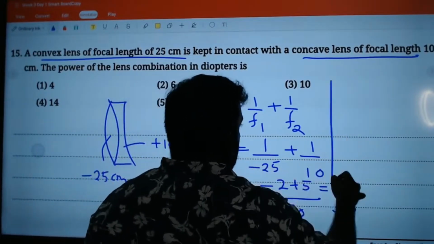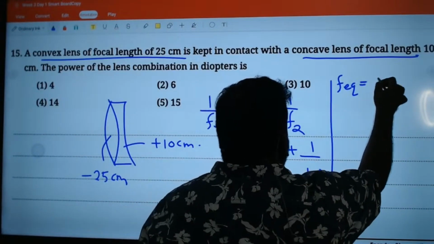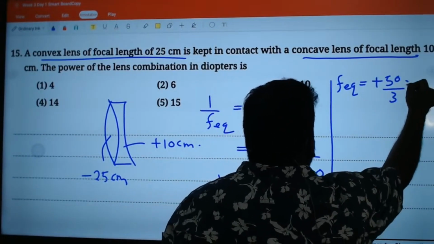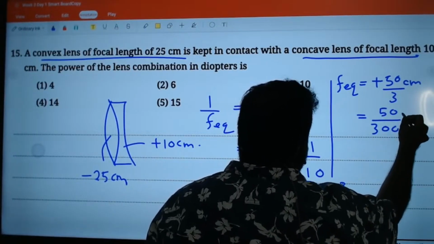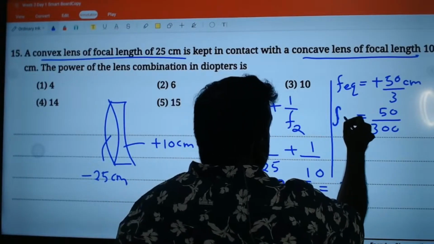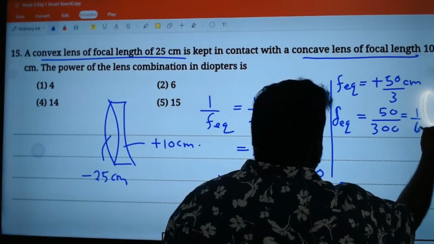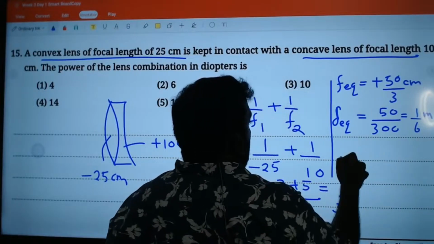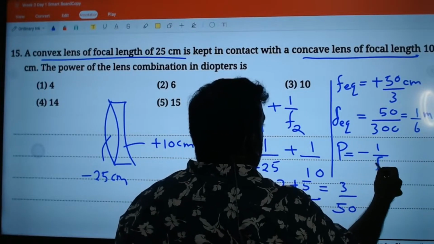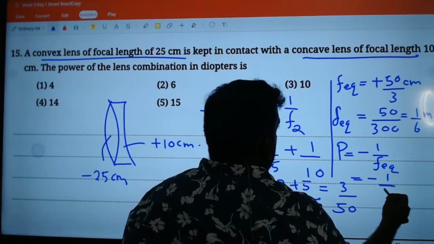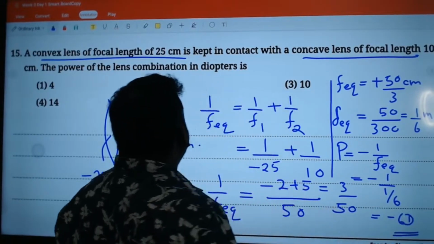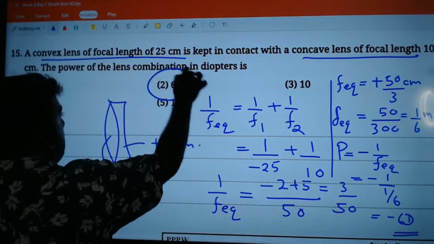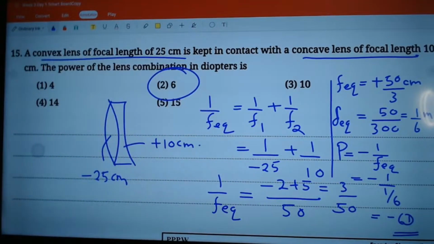Turn upside down. F equivalent is plus 50 over 3 centimeters. Convert to meters, divide by 100: 1 over 6 meters. What can you say about the power? 1 over F equivalent, which is 6 diopter. Correct answer is answer number 2, question 15.